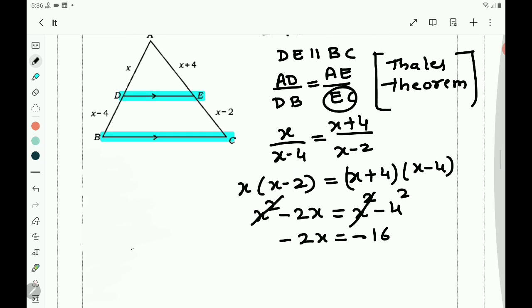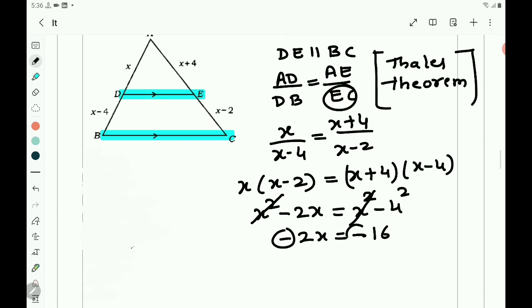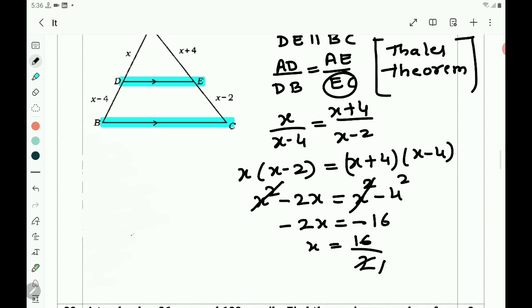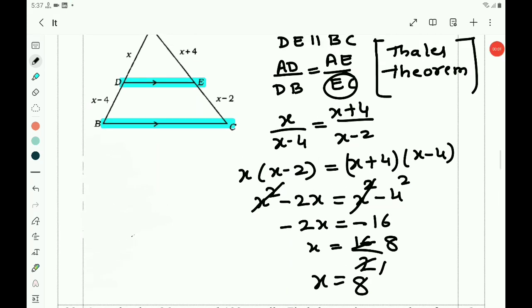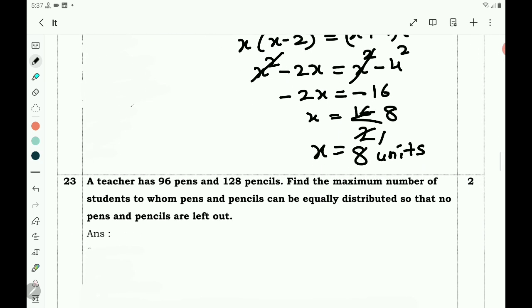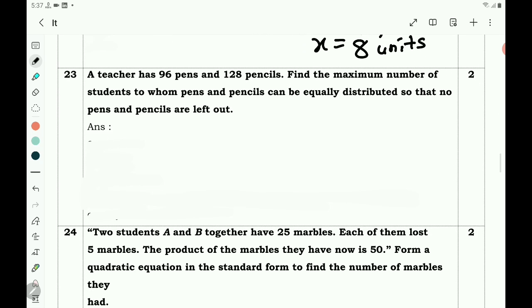Then you can cancel the minus and minus. Then x equals 16 by 2, which is 8. So x equals 8 units. Now let us take question number 23.